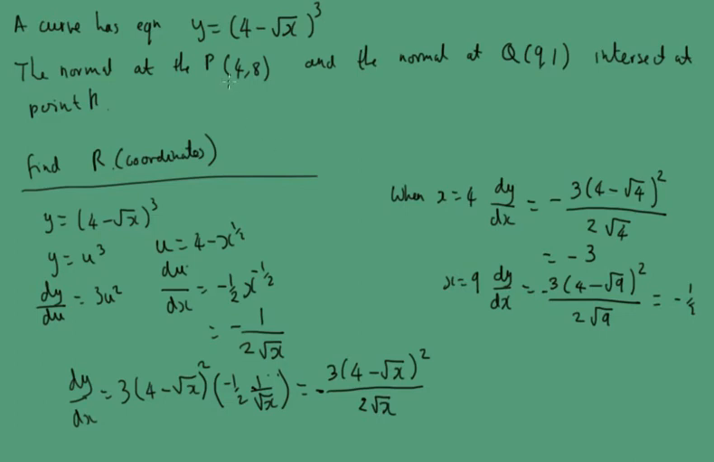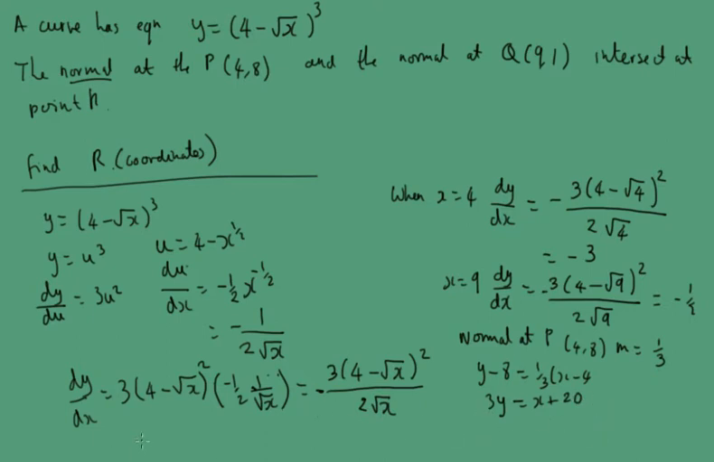So for point P, for the normal, remember this is not a tangent, this is a normal. For the normal at P, it passes through (4, 8) with the gradient being a third. And so the equation y - 8 = 1/3(x - 4), which gives us 3y = x + 20.